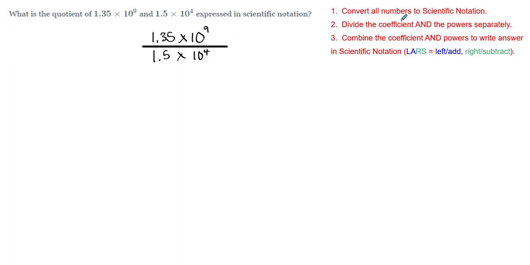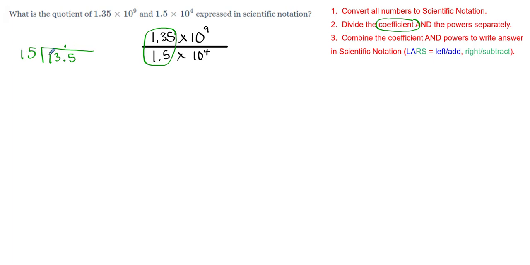Number 2, we want to divide the coefficients and the powers. So again, the coefficients we're going to divide, and I guess we'll just start with that. So I'm going to convert this 1.5 to 15. In other words, I moved it 1 place to the right. And so then if I move that one place to the right, I'd have to move this 1 place to the right. So 1.35 is going to change to 13.5. And then just make sure that you bring that decimal up. That's really important right there.